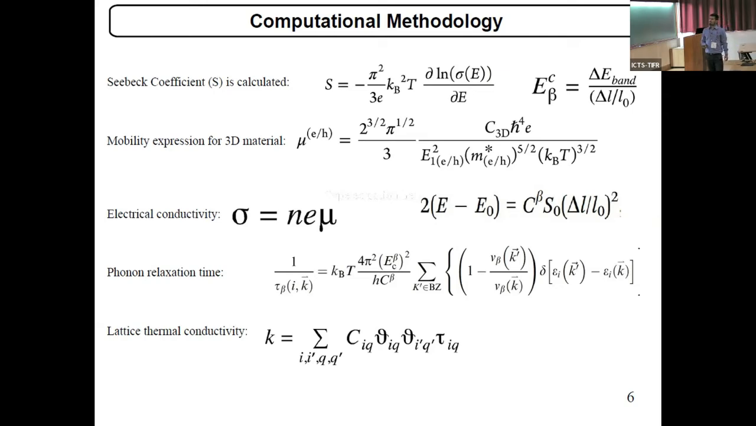And phonon relaxation time has been calculated using this expression. So 1 by tau is proportional to that phonon scattering state and inversely proportional to the elastic constant. And these are the phonon group velocity, separate for k and k prime, and this is the energy scattering term. So once we know the phonon relaxation time, we can calculate the lattice thermal conductivity using this expression. This is the phonon specific heat, and this is the phonon group velocity and the phonon relaxation time.